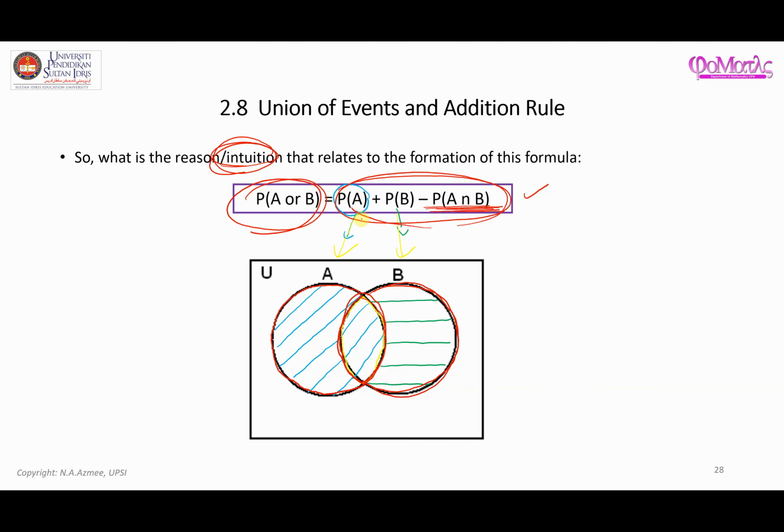So we start by finding what's probability of A plus what's the probability of B, and then we've got to minus the intersection area because, like I have demonstrated to you just now, the intersection area here has been double counted, and that is wrong.